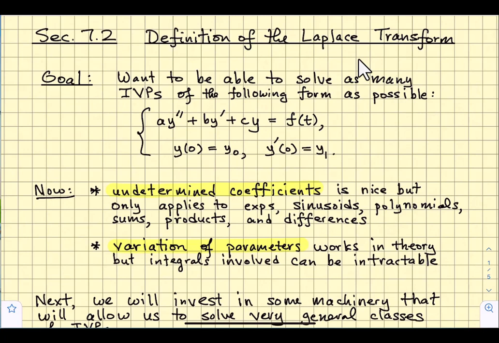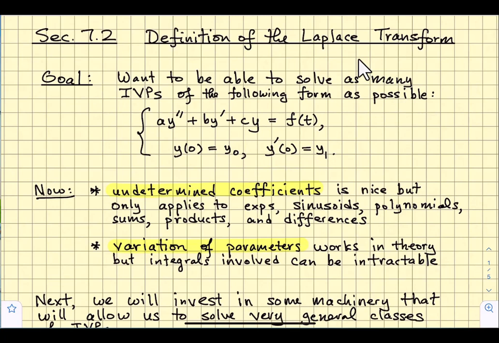So we want to look at problems of the form ay'' + by' + cy = f(t), with the initial conditions y(0) = y0, a given value, and y'(0) = y1, some given value. Here a, b, and c are constants that we know. The forcing function f(t) is a function that usually we know, and the initial values y0 and y1 are values that we know.